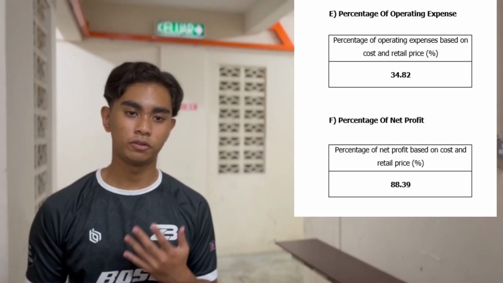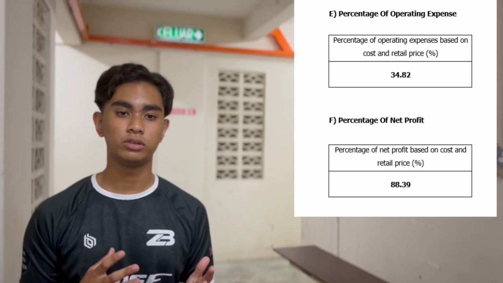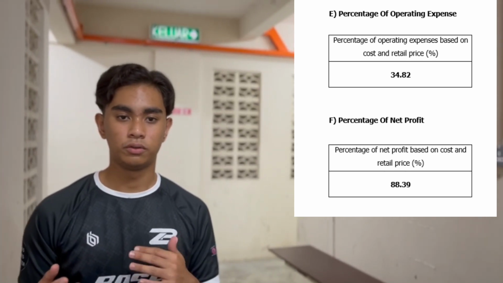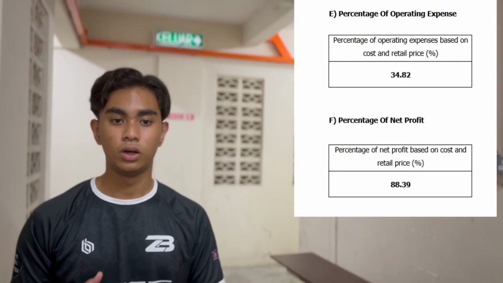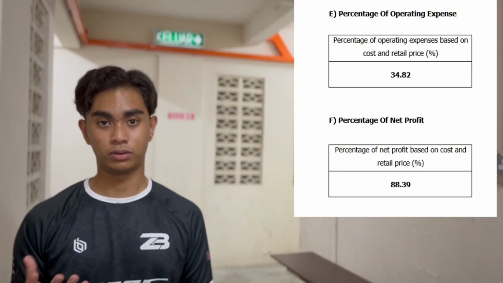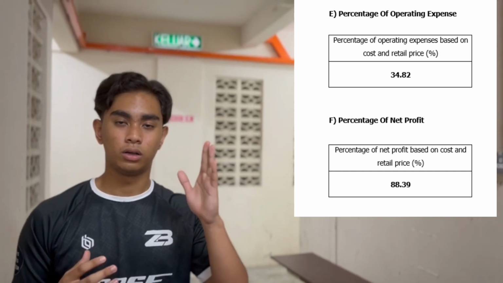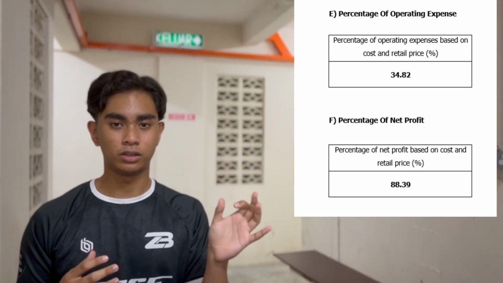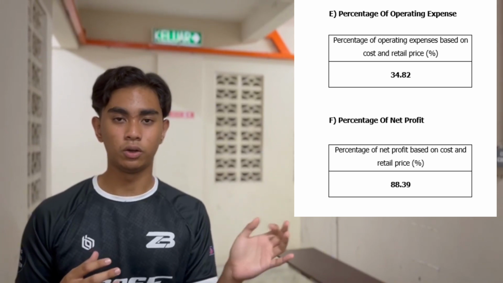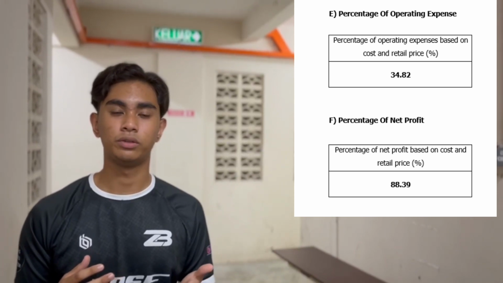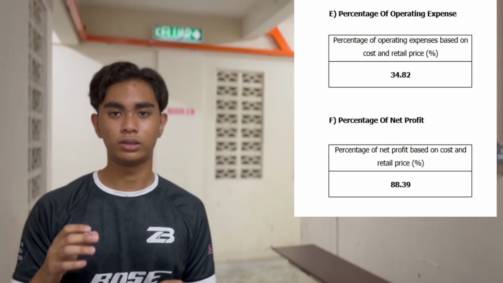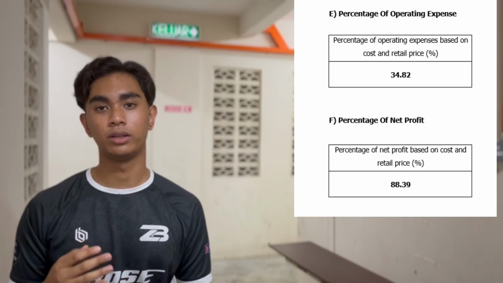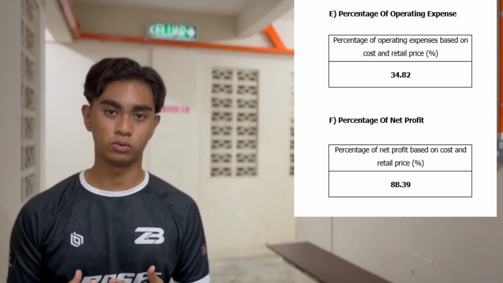The last part for me is I will explain to you guys about our percentage of operating expenses based on cost and retail price. For that, we get 34.82%. From where do we get that amount? We take operating expenses, divide them by our purchases, then multiply that by 100. Then we get that amount, which is 34.82%.